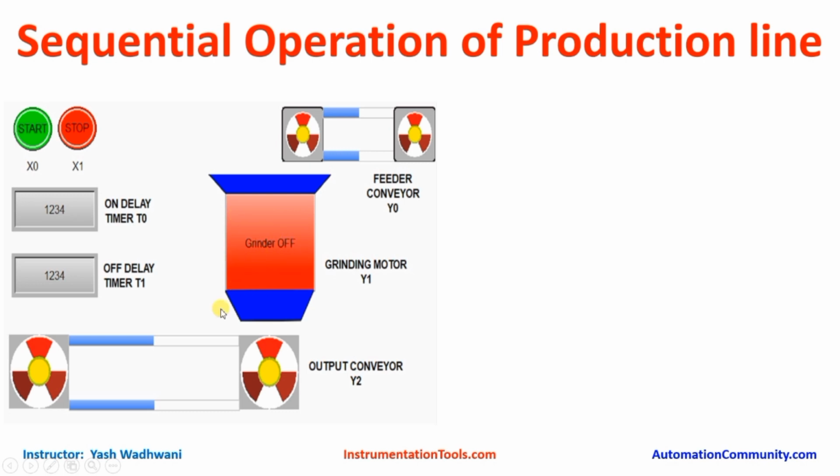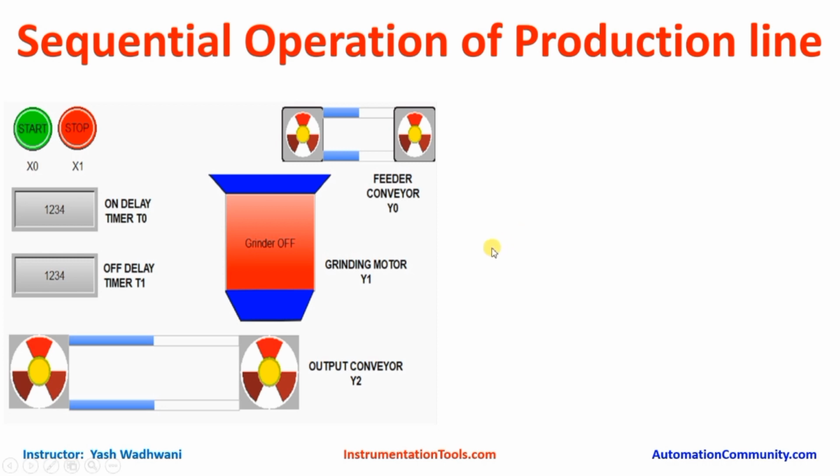Similarly, if I turn off these two machines before turning off this machine, what will happen? It will keep transferring raw material to the grinder. So on the next day, when I start this grinder, there will already be some material in it, and so it will not start and will trip due to overload.